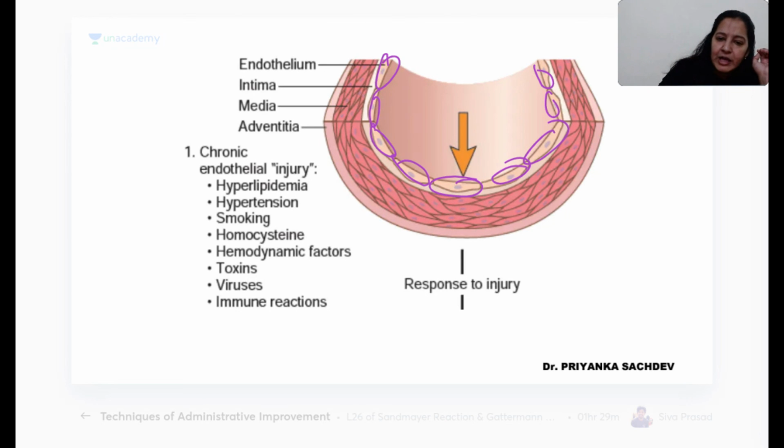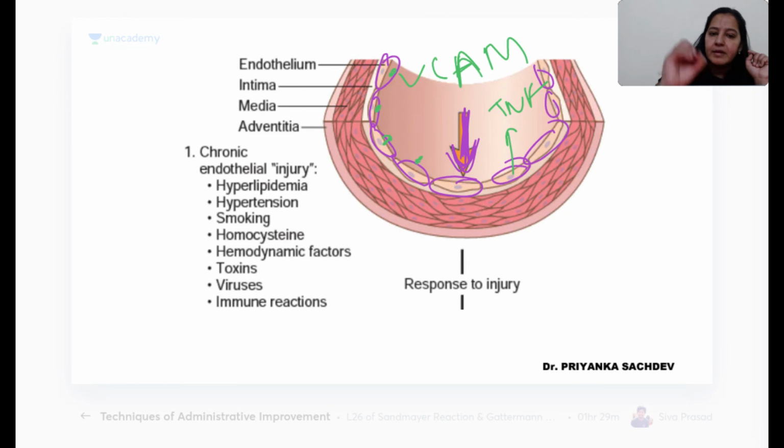So you can see this is the lumen. From the lumen, there is injury to the endothelium. Once there is injury, the endothelium will secrete TNF, tumor necrosis factor, in the blood. Because of this TNF, there is increased expression of a receptor on the endothelium. That receptor is known as VCAM, vascular cell adhesion molecule. Once VCAM is expressed on the endothelial cells, they separate from each other, and gaps or holes will be formed between them.